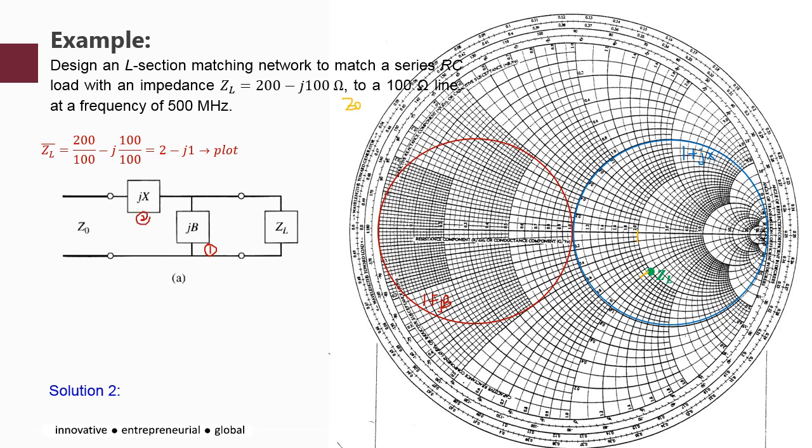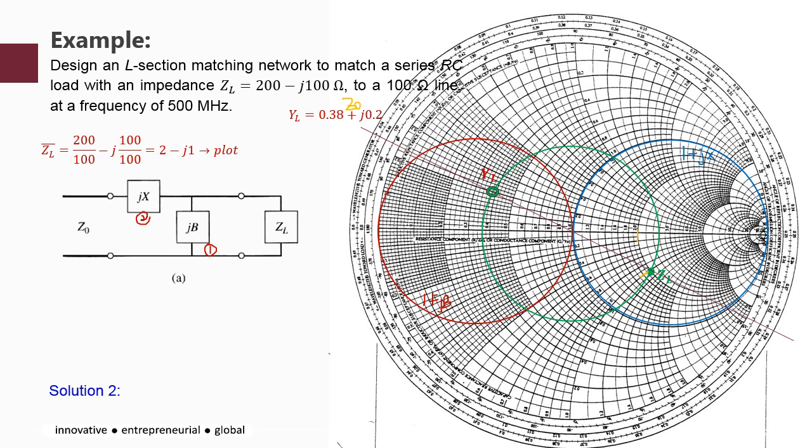Since jB is in parallel to ZL, it is a shunt configuration, so you need to use the admittance circle to solve for the component's value. As discussed earlier, the admittance is basically the translation, or the opposite, of your ZL. So you draw your SWR circle and get your admittance YL. Your YL in this case is 0.38 plus j0.2.